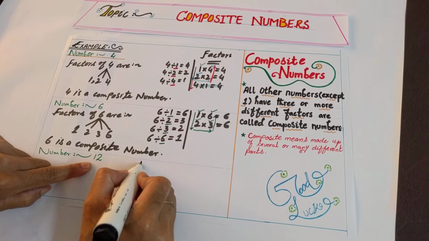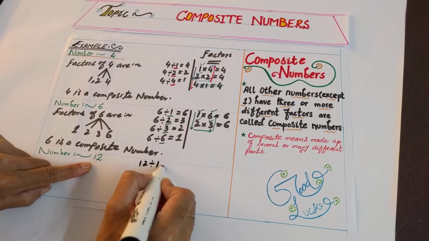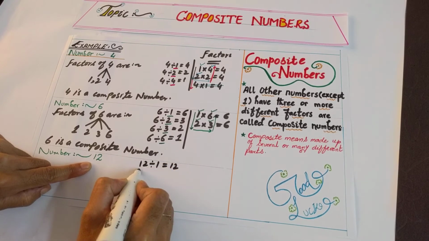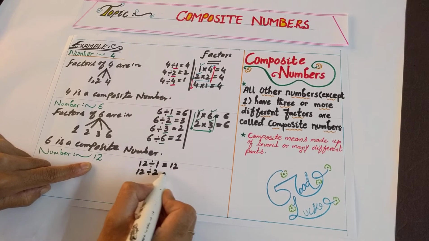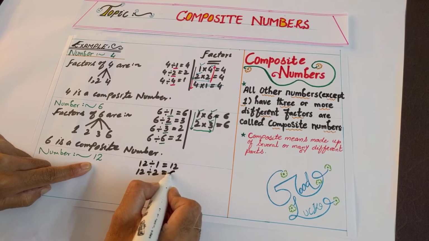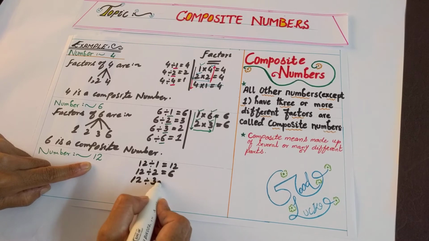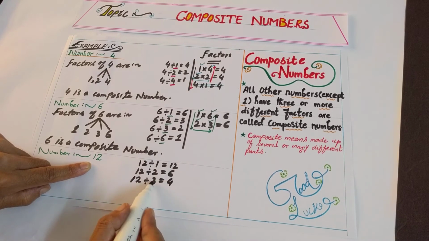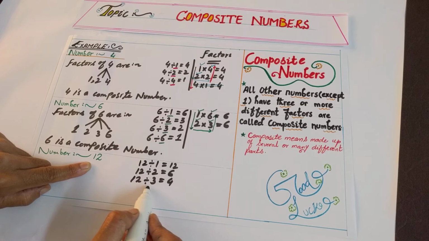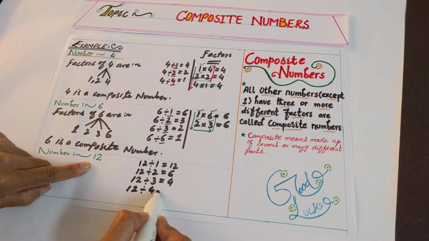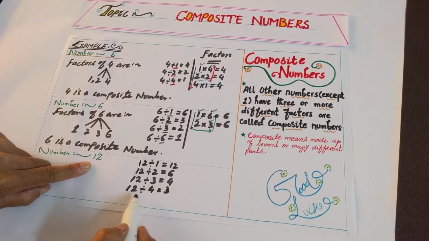12 by division. 12 divided by 1. Yes, 1 12s are 12. 12 divided by 2. Yes, 2 6s are 12. 12 divided by 3. Yes, 3 is completely dividing 12. 3 4s are 12. Now from here factors are going to repeat, because let's check, 12 is also divisible by 4. 4 3s are 12.